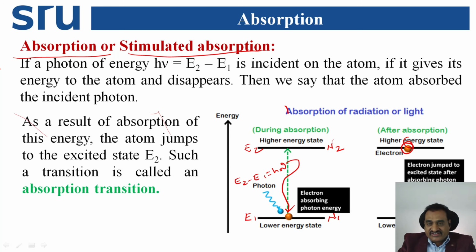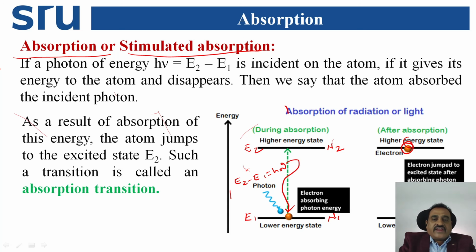Higher energy state. This process is called absorption or stimulated absorption. Like a stone hitting a monkey, E2 minus E1 is equal to h nu, the photon energy. Energy is incident on the ground state atom. The ground state atom absorbs all the photon energy and goes to a higher energy state. The process is called absorption or stimulated absorption.